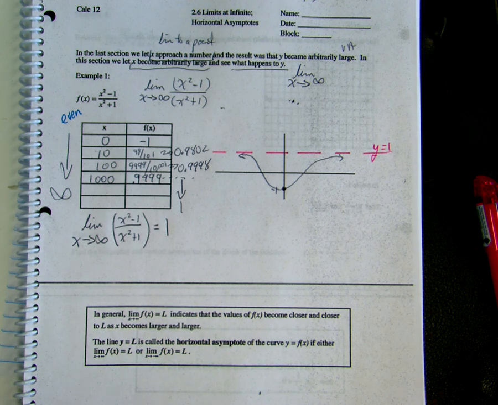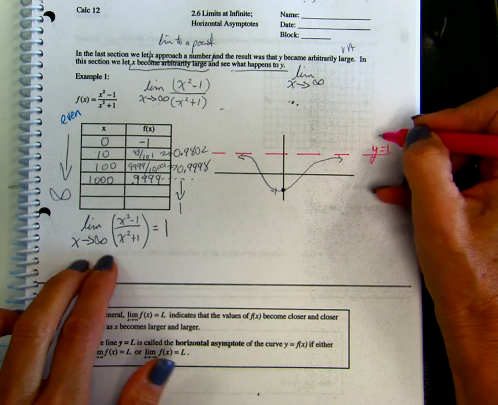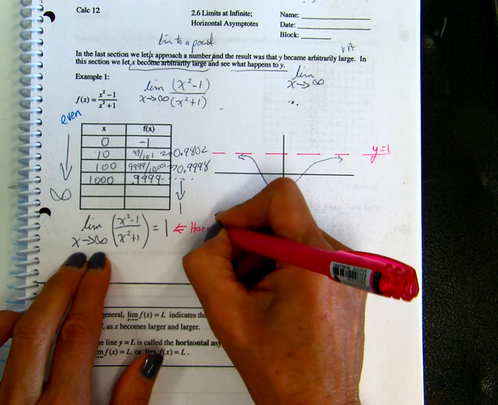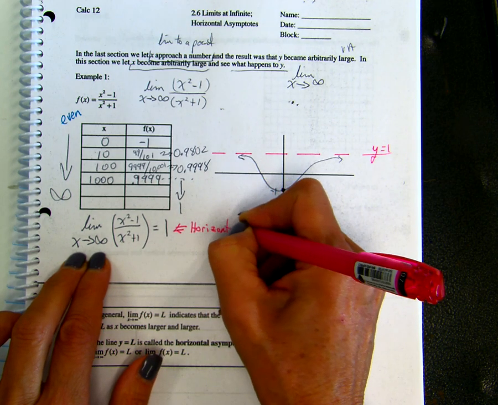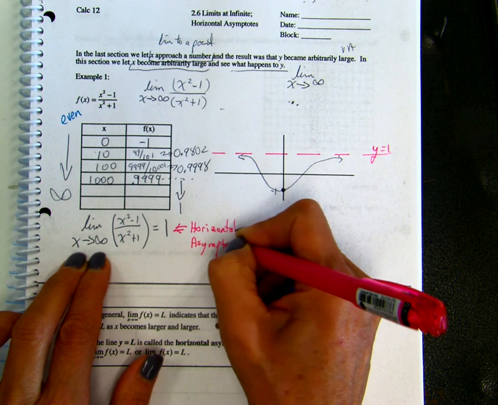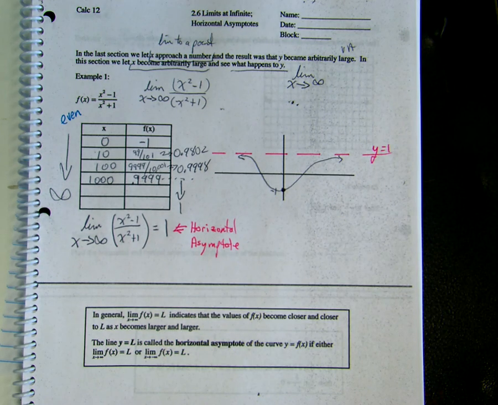Okay, that doesn't always happen. A limit to infinity leads to horizontal asymptotes, but you don't always have a limit to infinity. Sometimes your function just keeps on getting bigger, and then you say it just increases without bound.